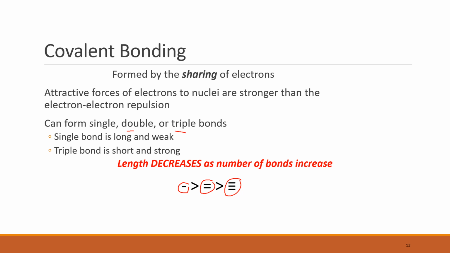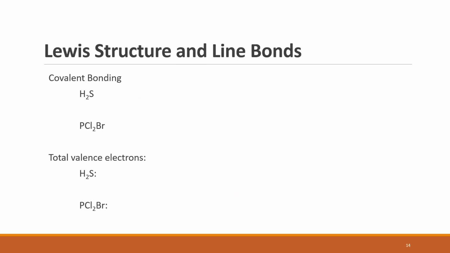So length decreases as the number of bonds increases, and strength increases as the number of bonds increases. Those are the trends that we're going to see between single, double, and triple bonds. Now I'm just going to show 2 quick examples for Lewis dot structures and how we represent these line bonds for covalent bonding. I'm not going in order of our steps. I'm not going to count the total valence electrons first. We're actually going to confirm the total valence electrons last.